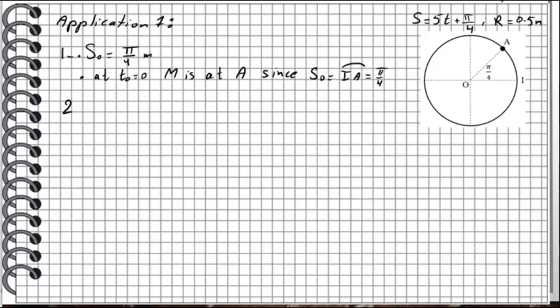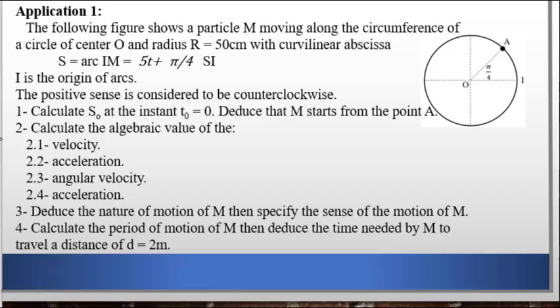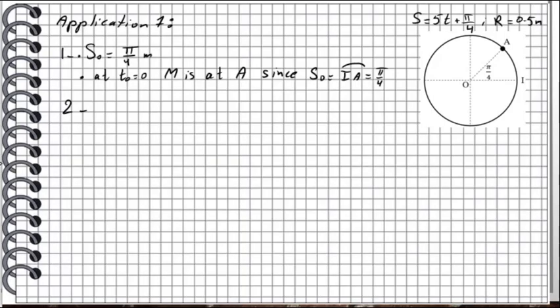Part 2. He said, calculate the algebraic value of part 1, the velocity. How to calculate the velocity? Velocity is simply S prime. So I have to apply a derivative for this expression. The derivative of t is 1. 5 times 1 is 5, and the derivative of a constant is 0. This will mean 5 meter per second.